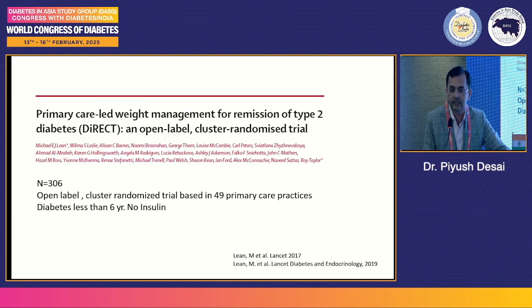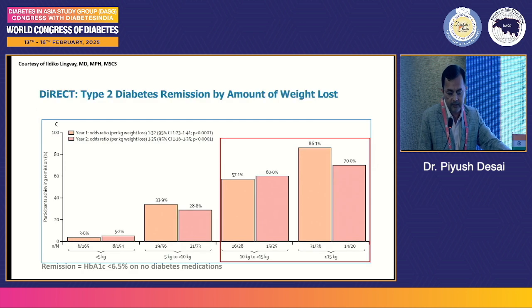Then comes the DiRECT study. The DiRECT study was done again with a very low carb diet and a change in the fat, targeting 15% weight loss. And you can see that with 15 kg or more than 10 kg weight loss, there was an excellent ratio of diabetic remission, and that was persistent for 1 to 2 years. That is something excellent, which has changed our treatment pathway.